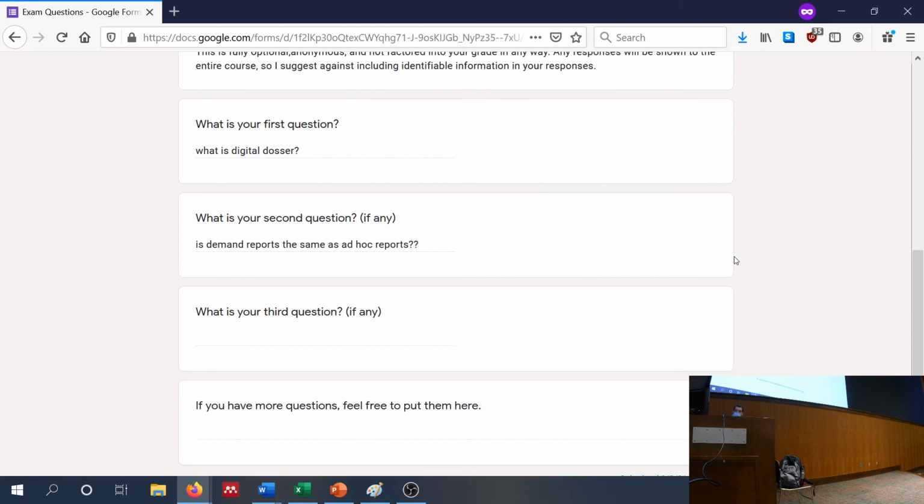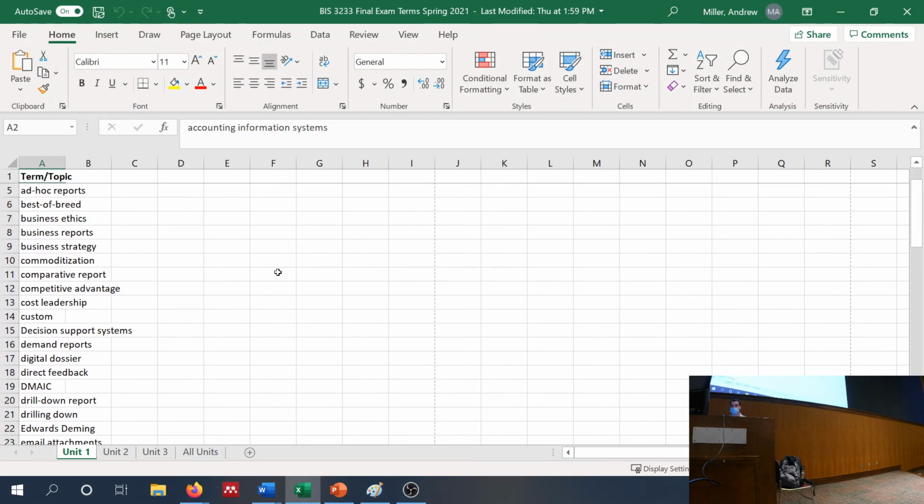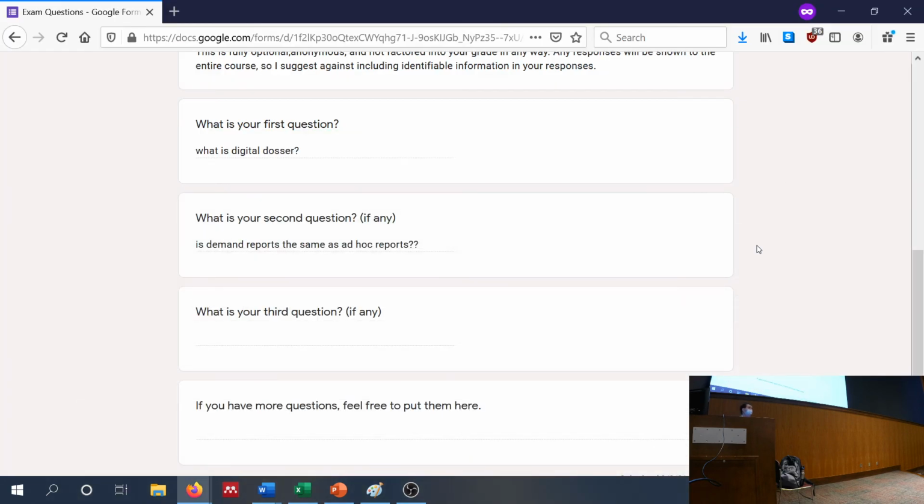So second question, are demand reports the same as ad hoc reports? I think that demand reports is probably a typo. I probably meant to say on-demand reports. And yes, that is going to be the same as an ad hoc report, because I'm pretty sure I accidentally had demand report on here. So that should say on-demand report, which is the same as that. It basically is saying, if you want the report, you go request the report. Then it's generated. That's what an ad hoc report is. So pretty straightforward there as well.